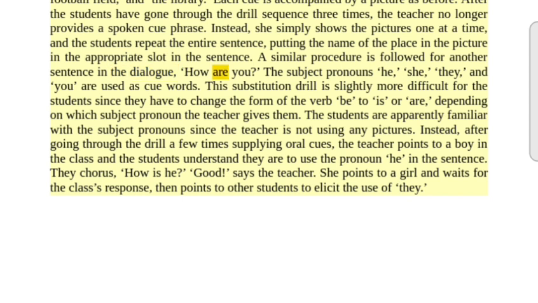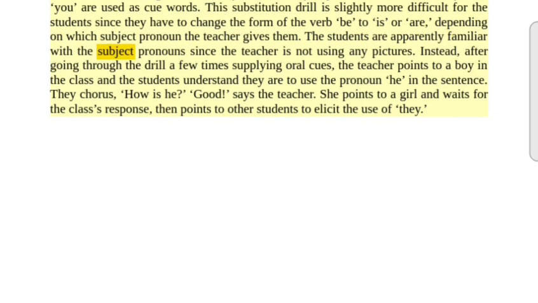The subject pronouns, he, she, they, and you, are used as cue words. This substitution drill is slightly more difficult for the students since they have to change the form of the verb, be, to is or are, depending on which subject pronoun the teacher gives them. The students are apparently familiar with the subject pronouns since the teacher is not using any pictures.